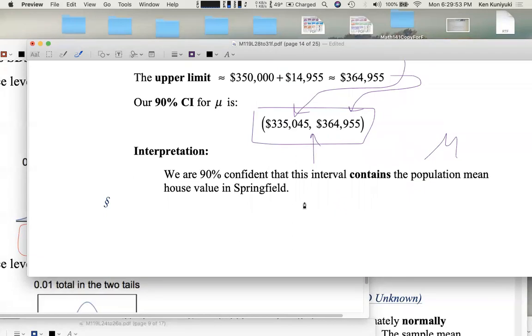Okay, later on, we're going to talk about tests for other parameters besides mu. In our next video, I'll show you how to use Excel to come up with these things.